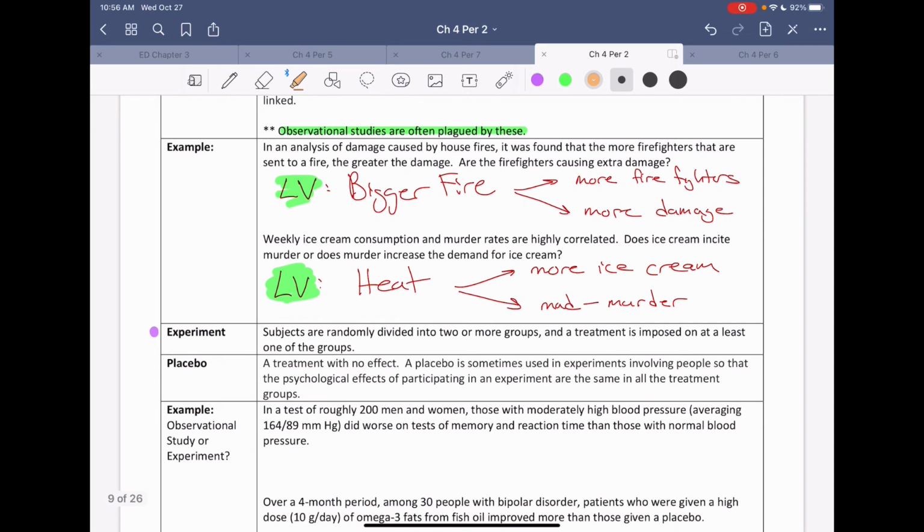In an experiment, subjects are randomly divided into two or more groups, and a treatment is imposed, right? That's the opposite of observational. You make them do something, you give them a drug, you do something to them. Kind of in the same idea, a placebo is a treatment with no effect. A lot of times it's a sugar pill.